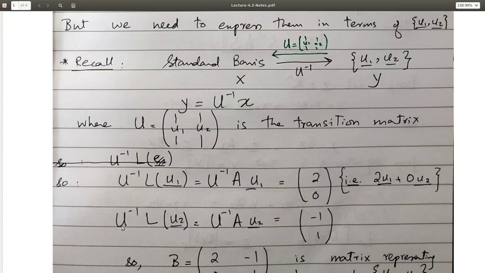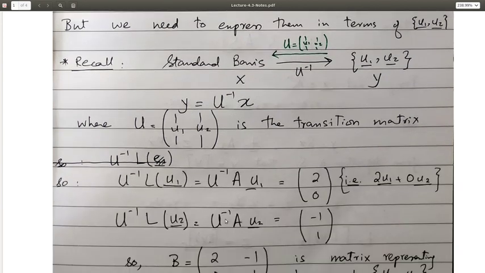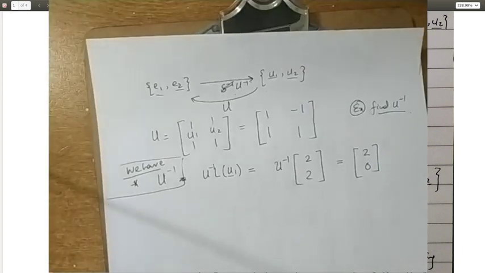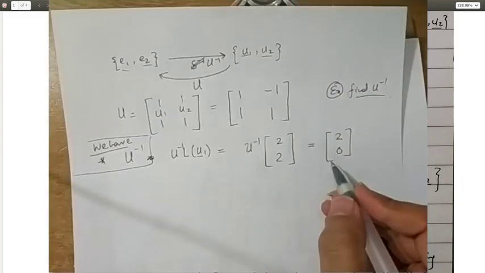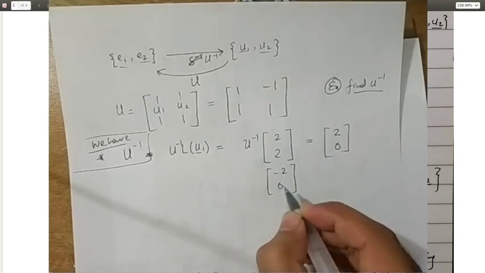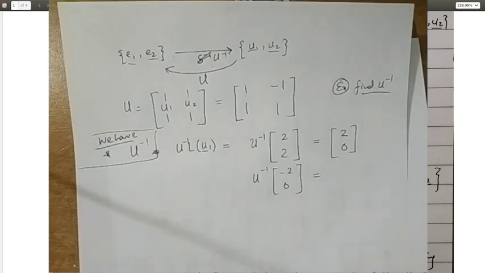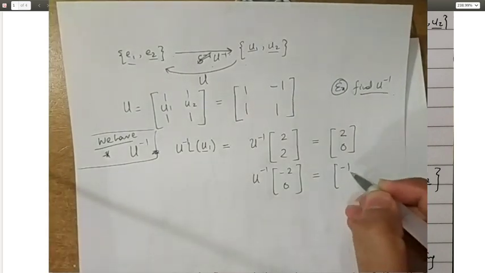And if you take the inverse and multiply it with LU2, which was (-2, 0), you get (-1, 1). So what you have is that (2, 2) has been converted into (2, 0), and the other vector (-2, 0), if you multiply it by U inverse, you get the vector (-1, 1).